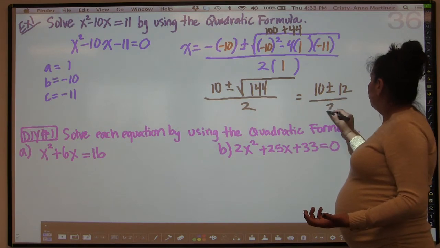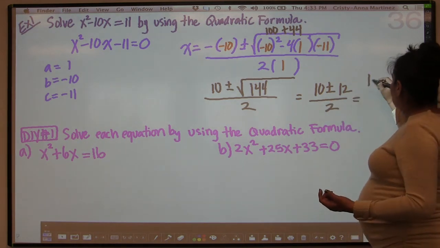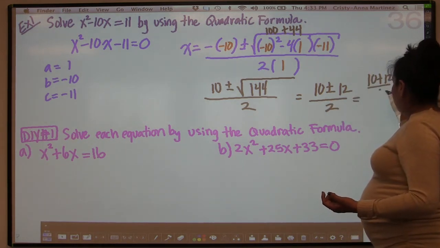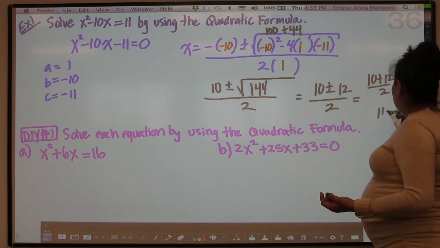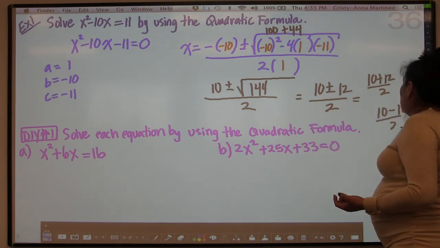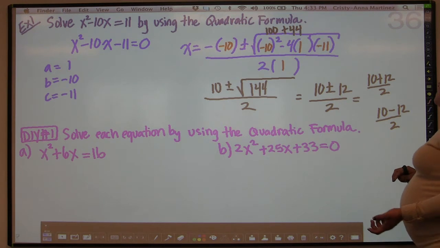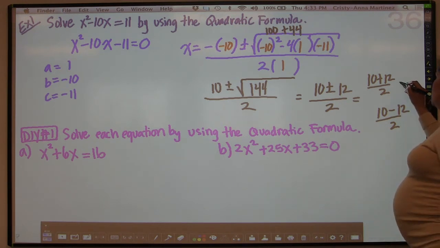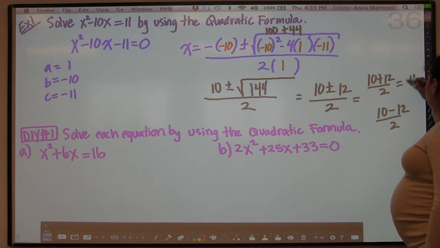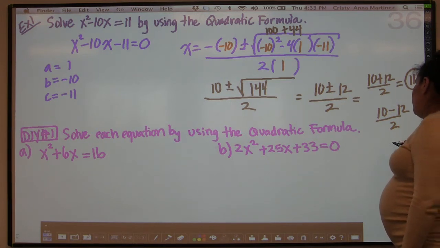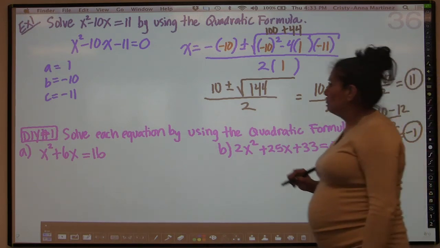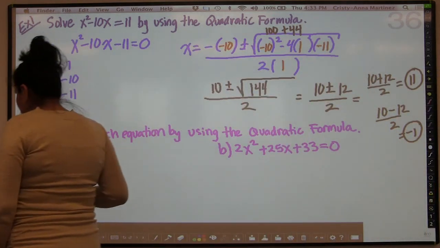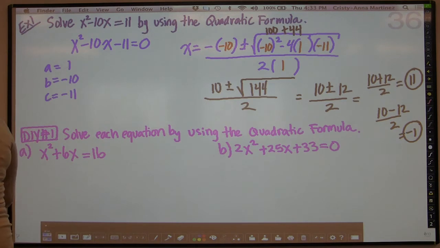So you get 10 plus 12 divided by 2, and you also get 10 minus 12 divided by 2. 10 plus 12 is going to be 22 divided by 2, which is 11. And 10 minus 12 is going to be negative 2 divided by 2, which is negative 1. So your two solutions for this example are negative 1 and positive 11.